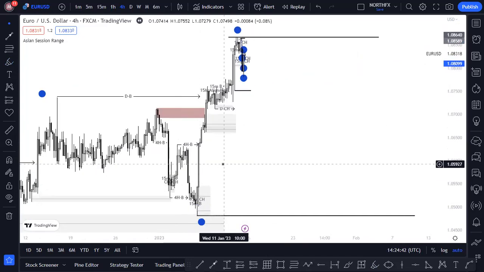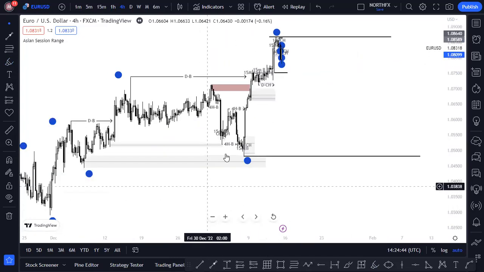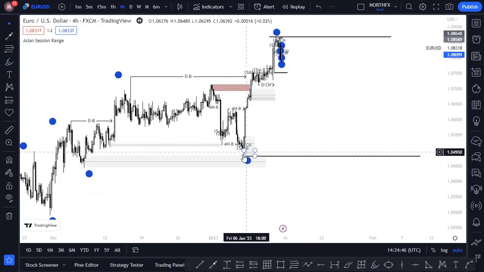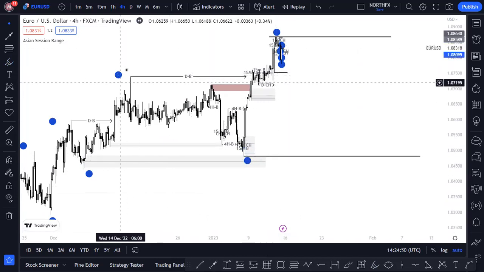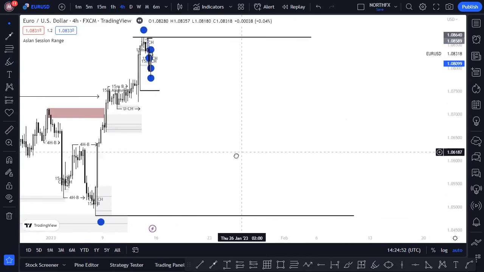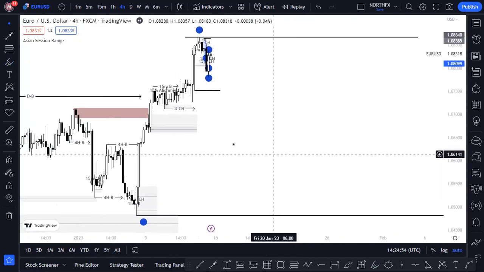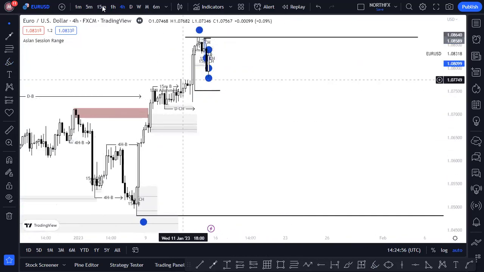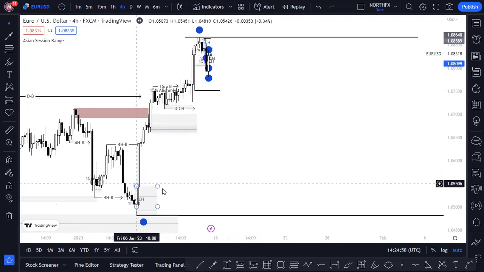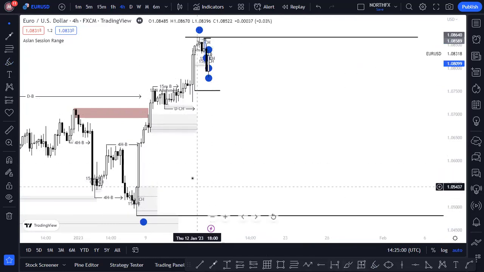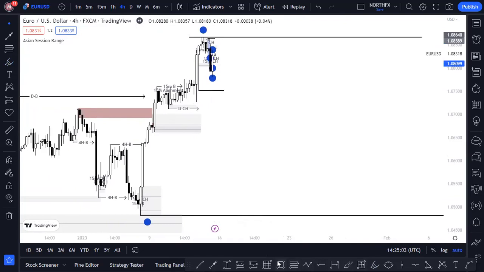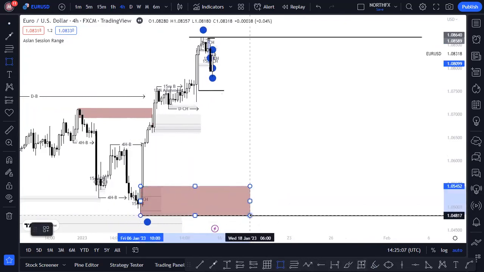So this zone right here was actually marked out since before it played out, and we can see perfectly how it played. We tapped and then went straight to take out these highs right here. So my focus right now is looking to play this pullback all the way back to this zone that we have right here.